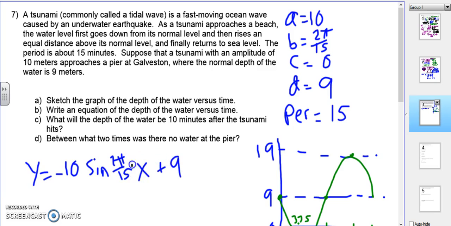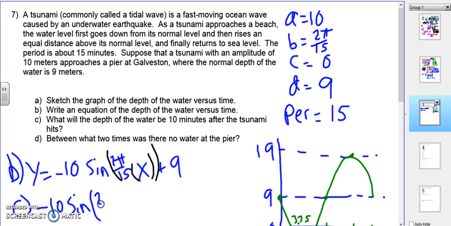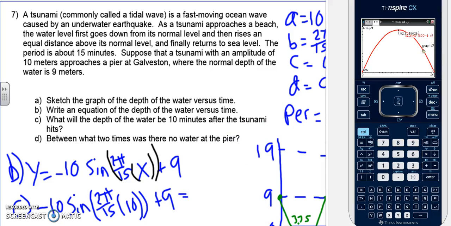Now here's the deal. If you were to type this in the calculator, it would look like that. Where the parentheses are, where the black is, that's where the parentheses would be if you wanted to graph it. What will be the depth of the water? That was part B. After 10 minutes, 10 is the x value. So we need to plug into the calculator. And again, you want to make sure that you're in radian mode. This is what it would look like plugged in. And also, you can check it out and make sure.